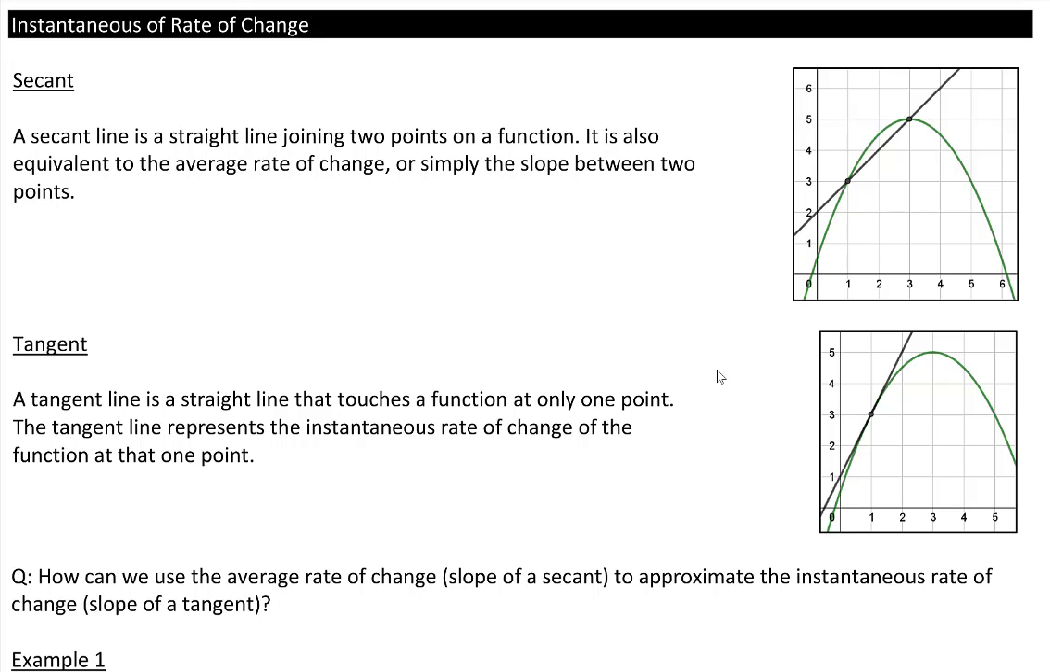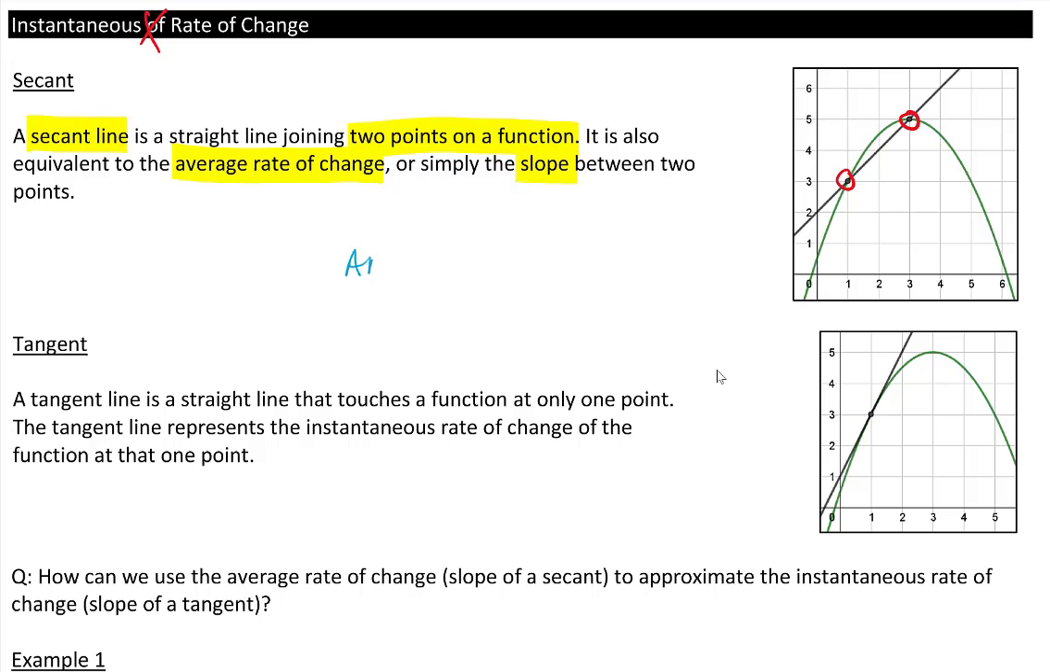So next we're going to look at the instantaneous rate of change. Let's go back over what a secant line is. A secant line is a straight line joining 2 points of a function. Over here we have a secant line that hits 2 points on this function. Remember, it's also equivalent to the average rate of change, or simply the slope between the 2 points.